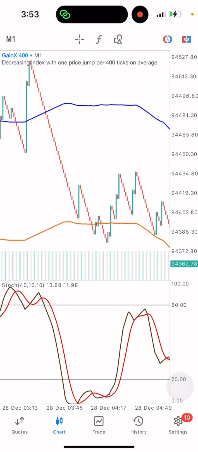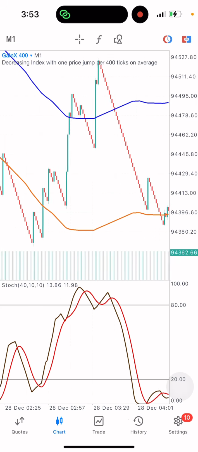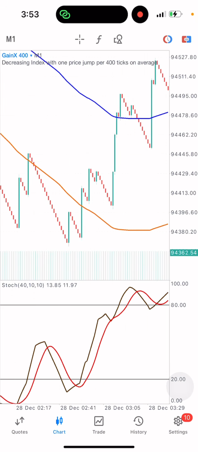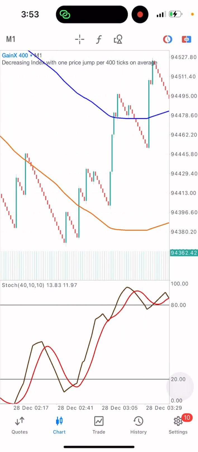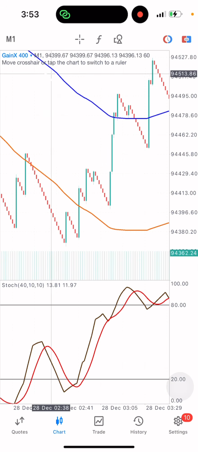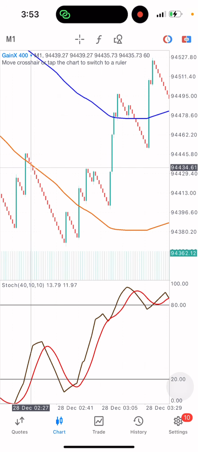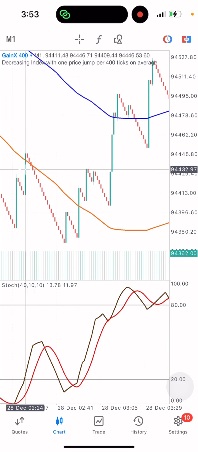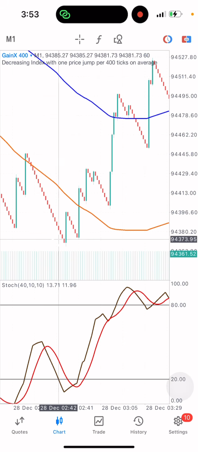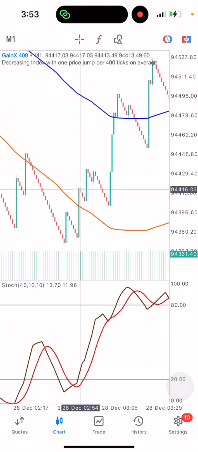So the same thing here. You are going to wait for price to break the lower envelope, like that. So this is Gain X 400. So you are looking to buy Gain X 400. You wait for it to break. Do not take your trade after it breaks. No, wait for it to come back into the envelope, like that. And so you take your trade entry. You take your trade around this point.